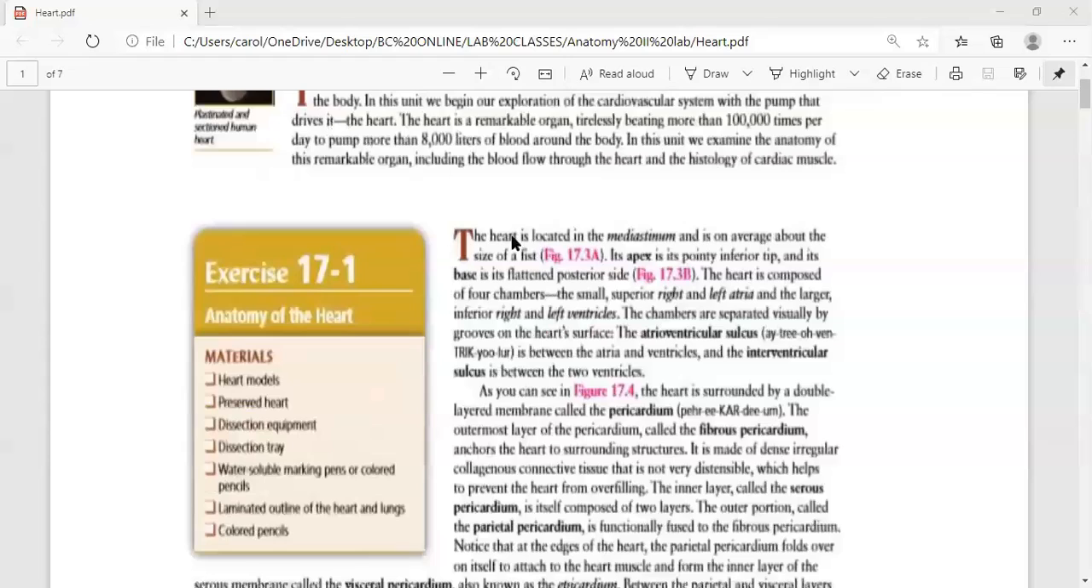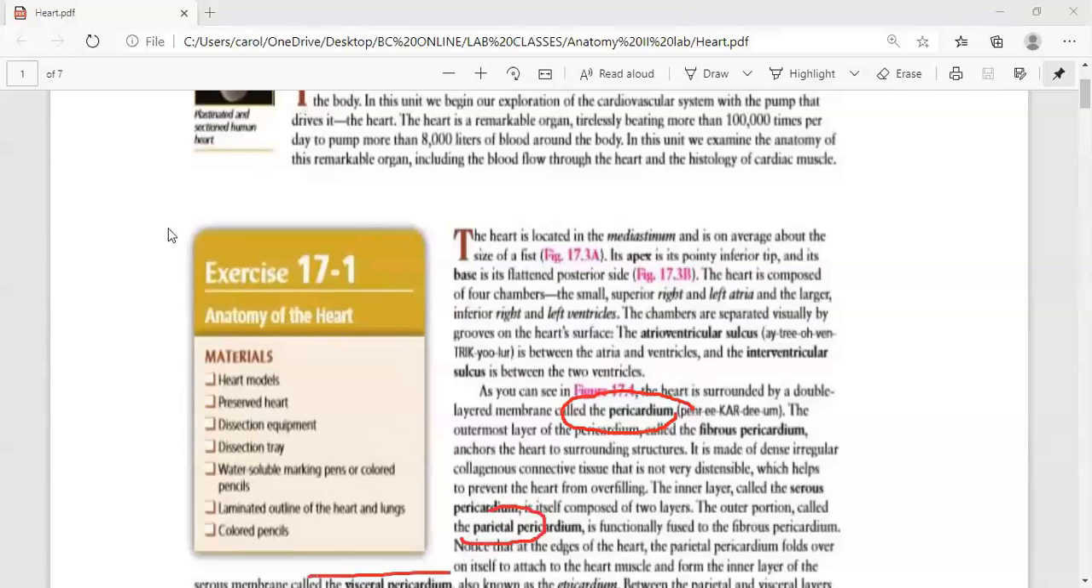It's there in the mediastinum, but it's going to be covered by a membrane. This membrane is going to be called the pericardium. That's what you see right here. The pericardium has two layers. One of them is a visceral pericardium, and the other one is a parietal pericardium, as you can see right here.